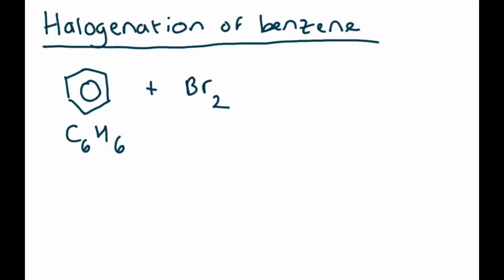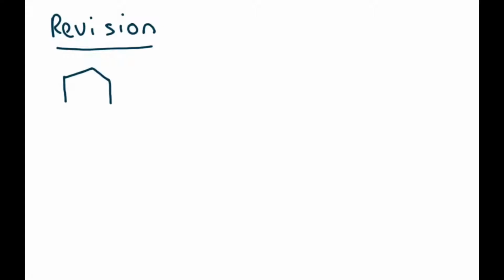Now before we go through this, we need to do a bit of revision first, and the revision is going through alkenes. Making sure that you understand what happens with an alkene. So if you take cyclohexene plus bromine, and this is bromine water, remember that bromine is an orange color.